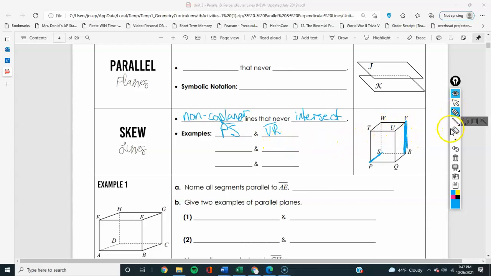Let's do another example. What about TW and UQ? Again, these two lines would never cross, because think about this as a three-dimensional object. They would never cross, but they don't go in the same direction. I want you guys to come up with a third one. Do your best. There's multiple answers. I'm going to look for them tomorrow, or whenever we have class again.